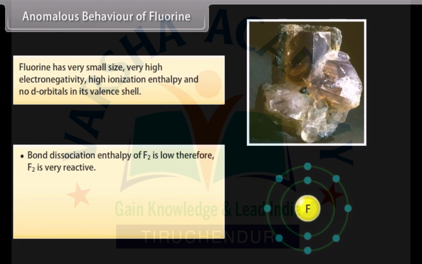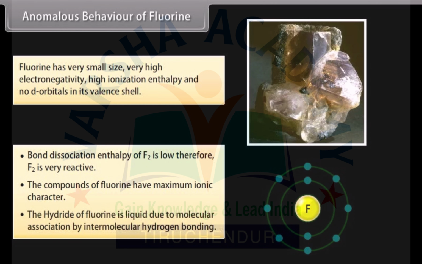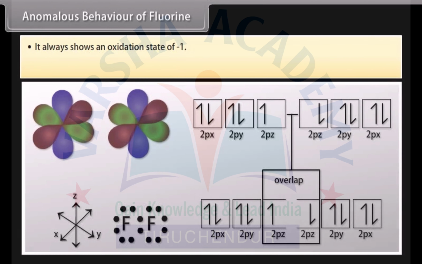Bond dissociation enthalpy of F2 is low. Therefore, F2 is very reactive. The compounds of fluorine have maximum ionic character. The hydride of fluorine is a liquid due to molecular association by intermolecular hydrogen bonding. It always shows an oxidation state of -1. It does not form polyhalide ions due to the absence of d orbitals.